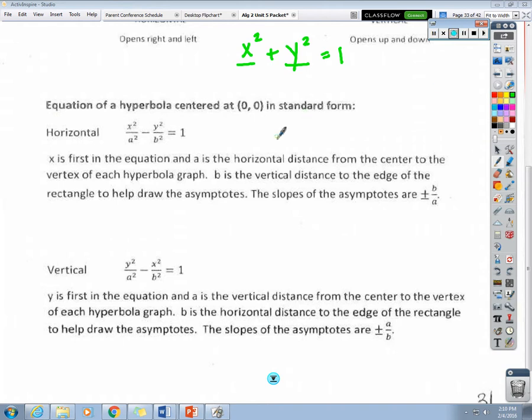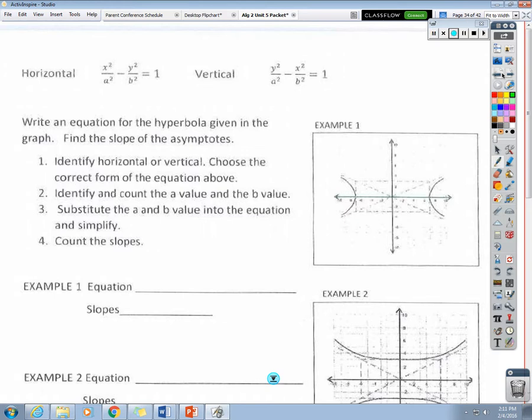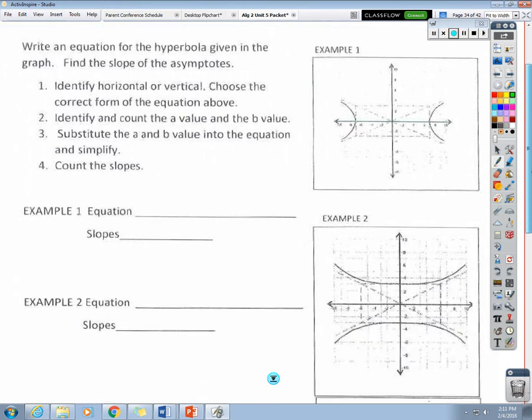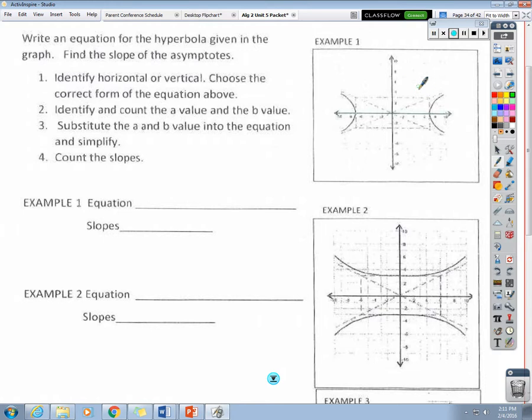Okay, so all of these formulas are going to be over on the whiteboard for our reference, so we're not flipping back and forth. Okay, so let's try an example. We have a hyperbola. The first thing we have to decide is: is it horizontal or vertical? Well, which way is it opening? Left or right, or left and right, or up and down? Left and right, which makes it what kind?